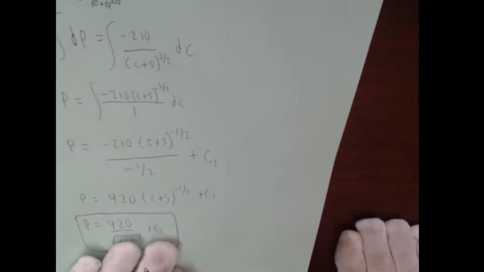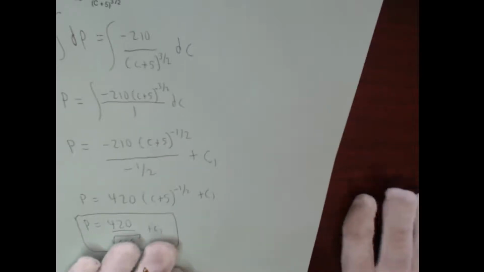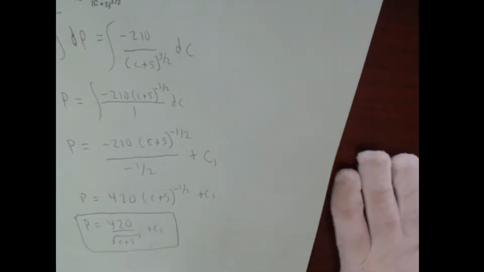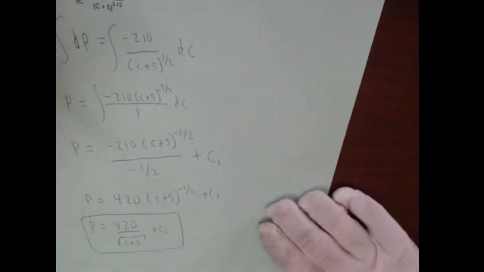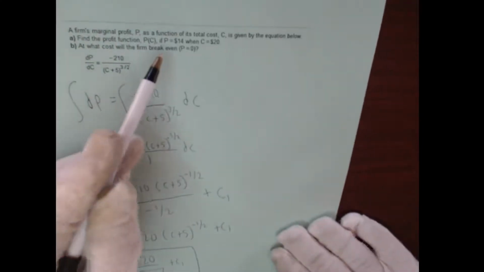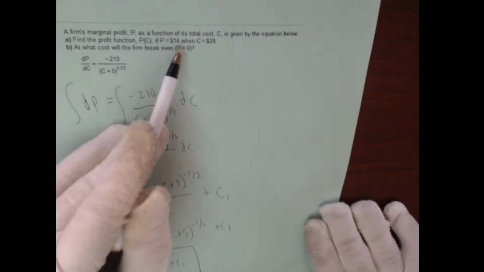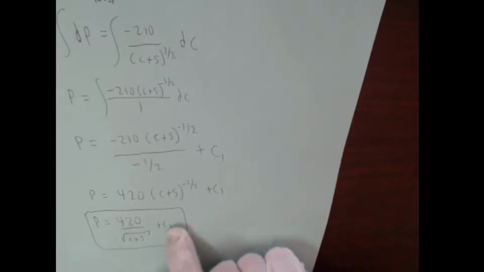They then say to find the profit function if a profit of $14 corresponds with a cost of 20. So up here it says if we have a cost of 20, we get a profit of $14. So all I need to do is plug that down here and here. Notice I'm not plugging in for this. I'm solving for this variable. That's why I denoted it C1. I'm plugging in for P and C.